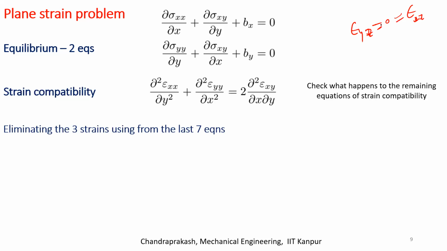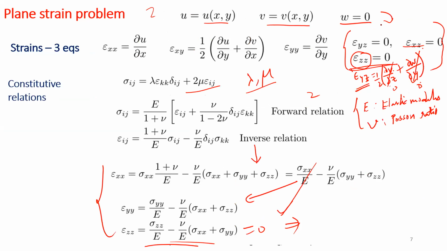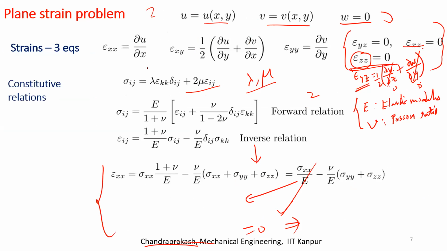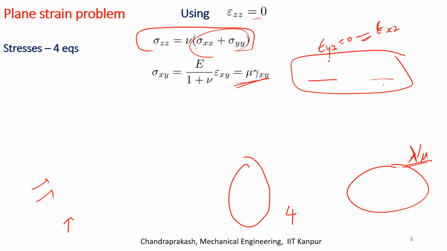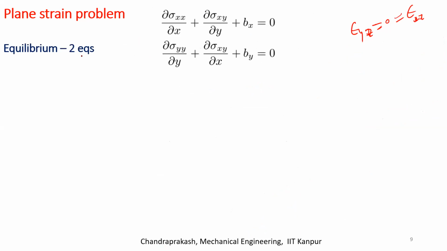Okay. So I'm saying eliminating strains in the last 7 equations. What are these 7 equations? We had 3 strain displacement relations, right? This is the first, second, and third. How many constitutive relations did we have? 4 constitutive relations. So far our equations are 7, right? And then I have the 2 equilibrium equations.